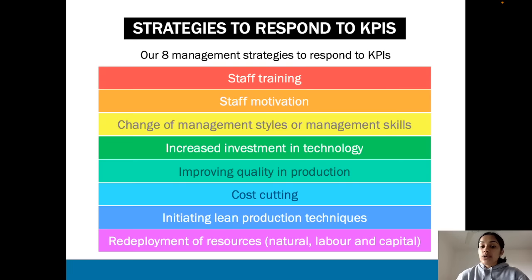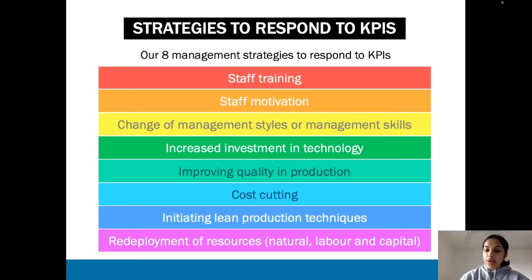Improving quality in production. So if quality is improved, we know that the quality of output is also improved. And so that helps with improving satisfaction and therefore reducing customer complaints potentially, because customers don't have a reason to complain because they're satisfied.